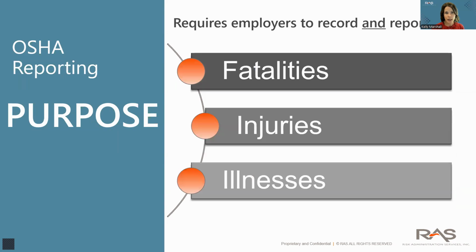On the flip side, OSHA requires employers to record and also report any injury or illness that results in the following listed here: any kind of a work-related fatality, an injury, or an illness. We'll talk in more detail about some specific examples and the rules that go behind reporting these particular incidents. But oftentimes the question is really what the purpose is behind collecting that information.